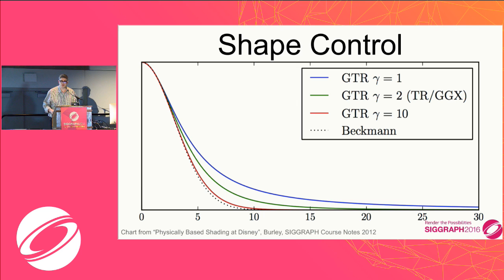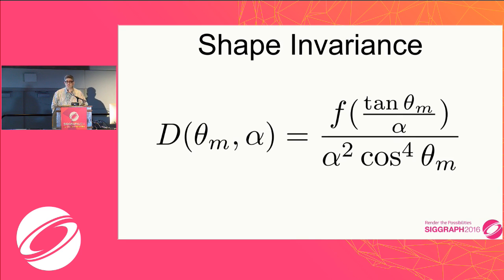Another issue has to do with shape control. GGX is popular due to its relatively broad tail, but many materials have even broader tails than that. It would be great to be able to control that. And Brent Burley realized that back in 2012, and he introduced generalized Trowbridge-Reitz, where you can make the tail as long as you want it. And after 4 years, we're really not seeing a lot of use of that around. And why is that?